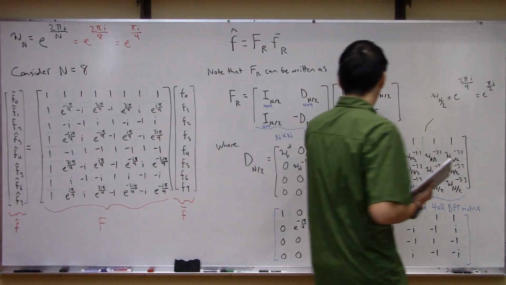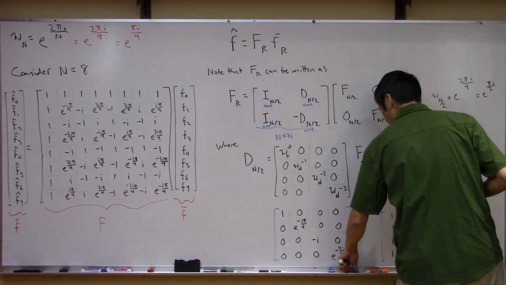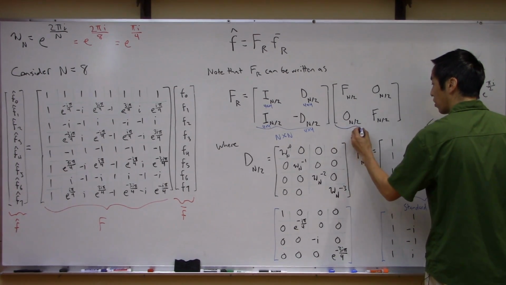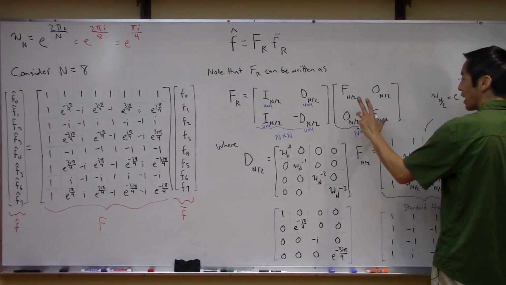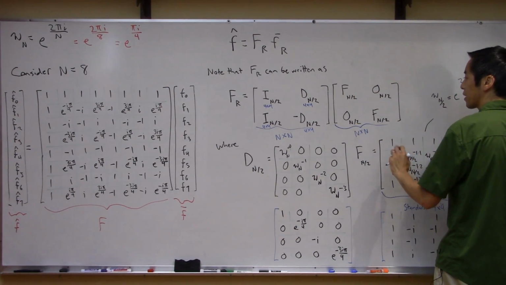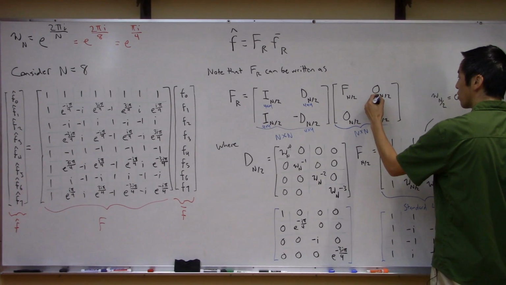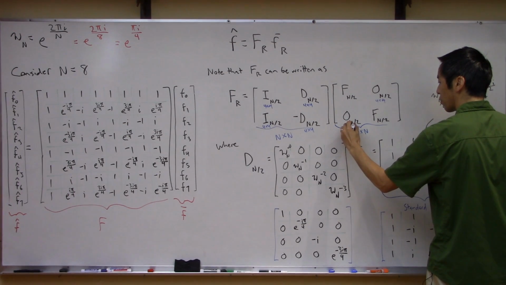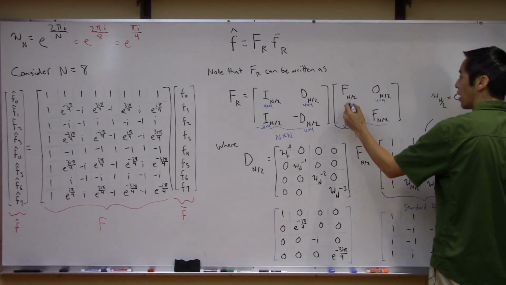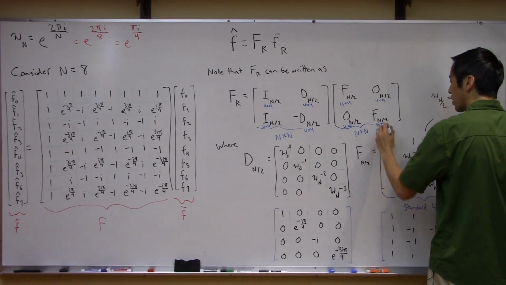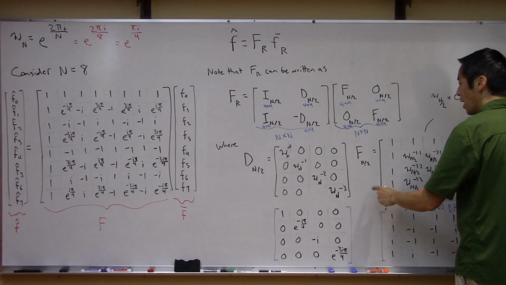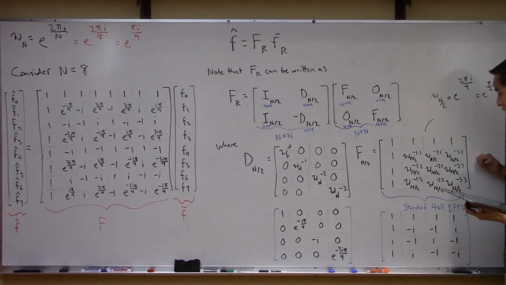Now, let's look at this other matrix over here. This is also an n by n matrix, but it's block diagonal. This whole thing is block diagonal. The off-diagonal blocks are just 4 by 4 matrices of zeros. What this thing is, what we're going to call F_{n/2}, is a 4 by 4, and it is nothing more than your standard 4 by 4 DFT matrix.